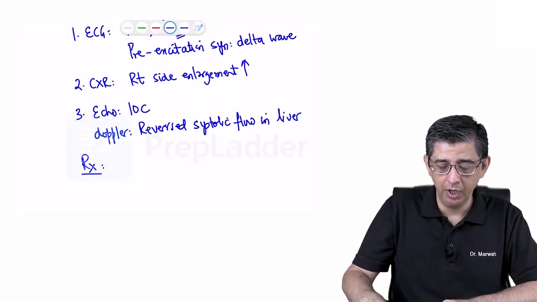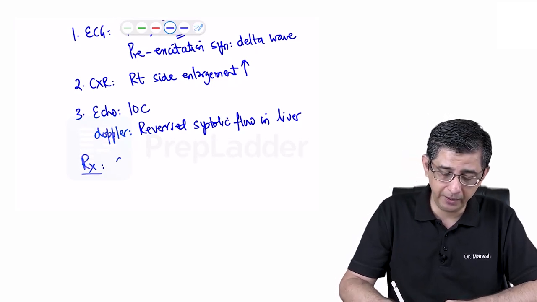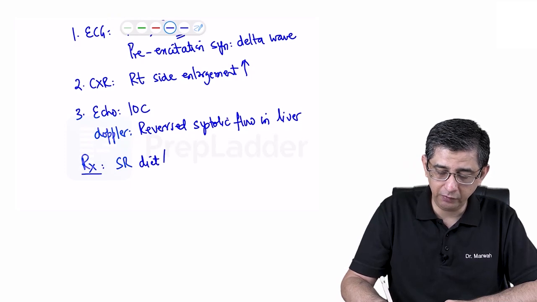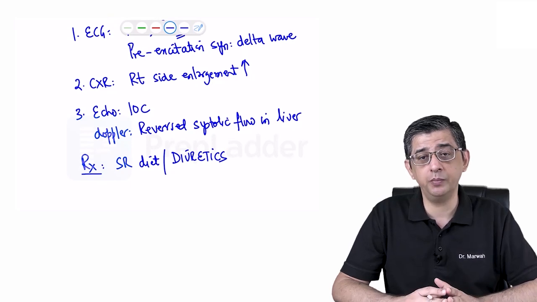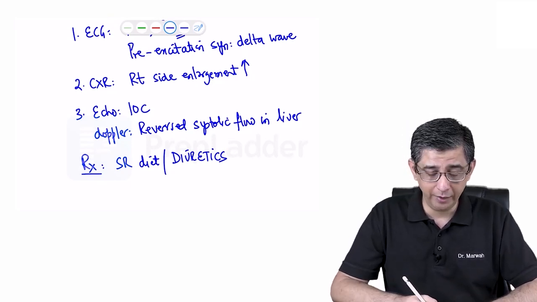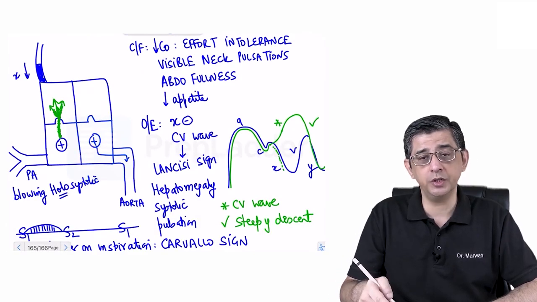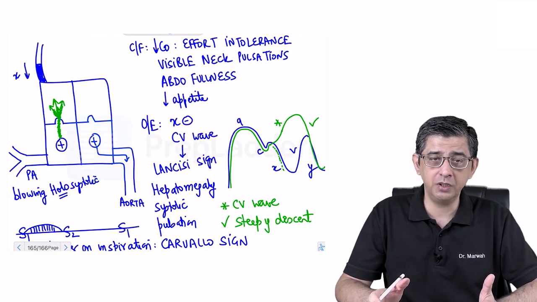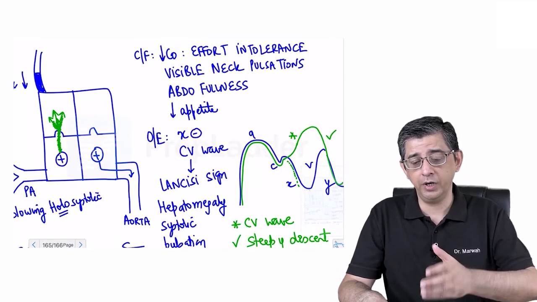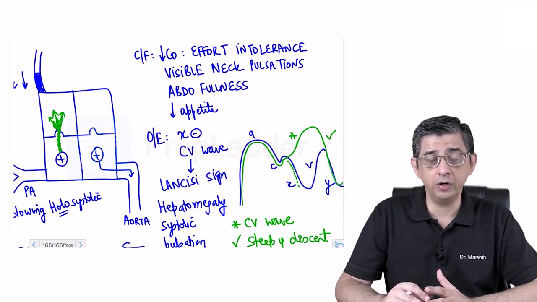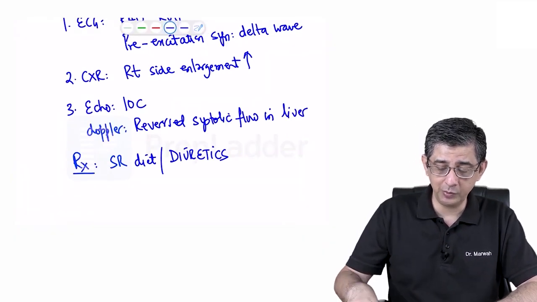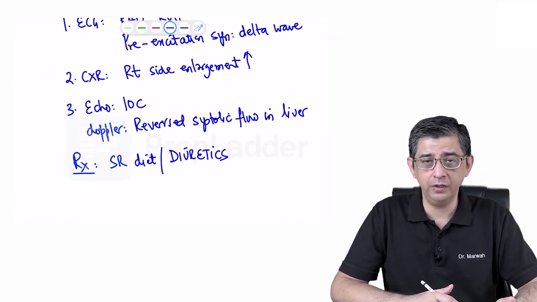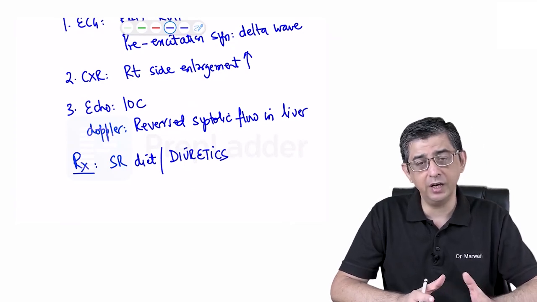Initially I'll put this person on a salt-restricted diet and diuretics. That will help ease the pedal edema, the hepatomegaly, and maybe the ascites that could develop in these patients if it goes undetected. I did not describe ascites during this discussion because most of the time the findings in this patient are so prominent, the neck pulsations are so prominent, or the effort intolerance is so predominant, that the diagnosis is made before ascites develops. But because I want to prevent the problems of right-sided failure, I have used diuretics in this patient.